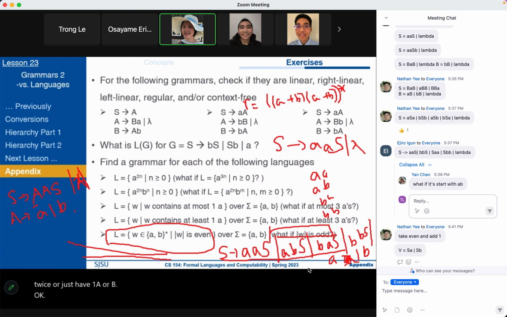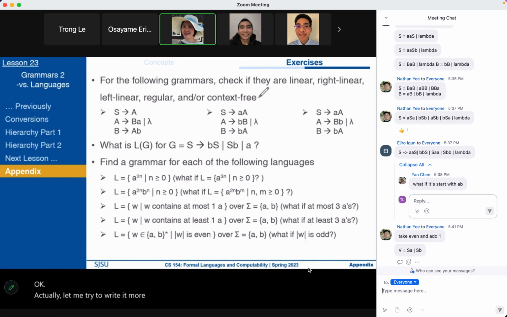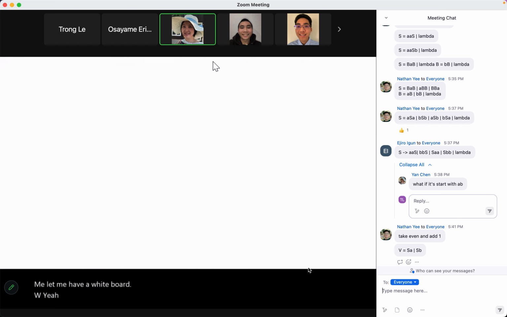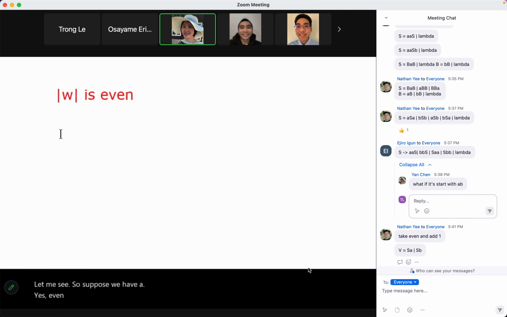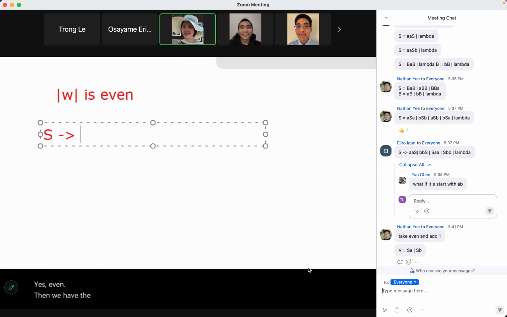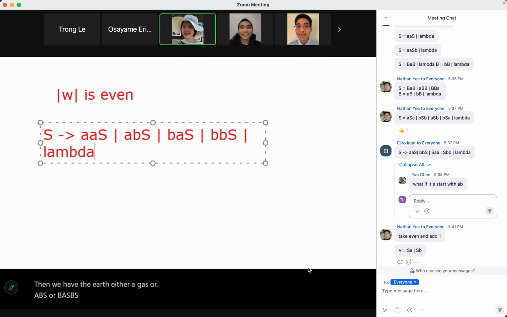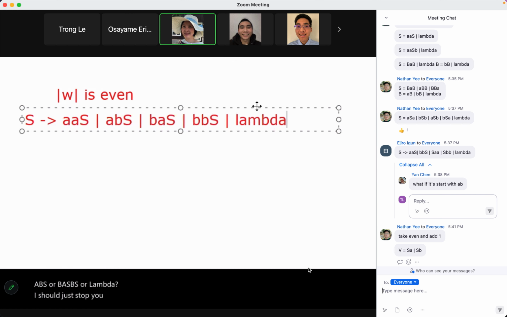Okay, actually, let me try to write it more clearly. Let me have a whiteboard. So suppose W is even. Then we have the S, either AAS or ABS or BAS, BBS or lambda. Alright, so that's W is even.